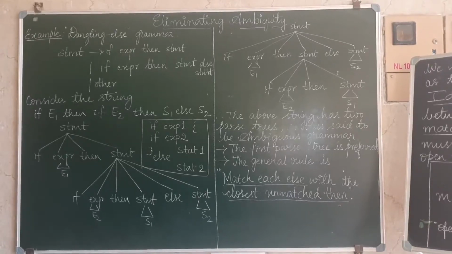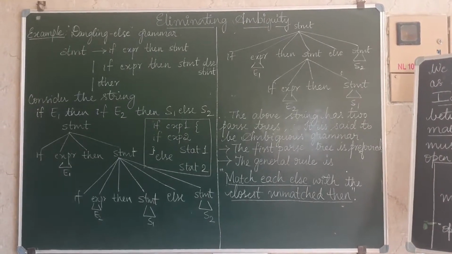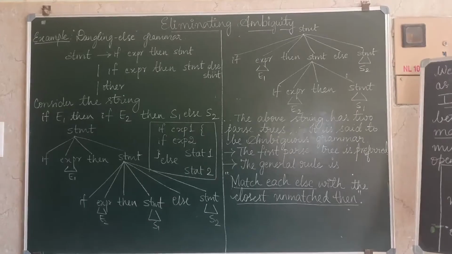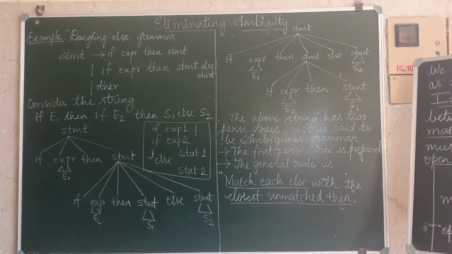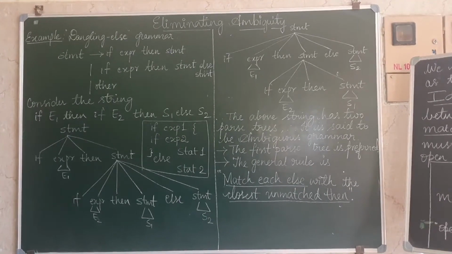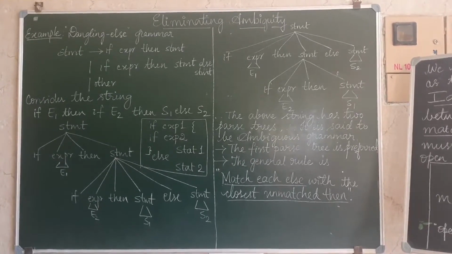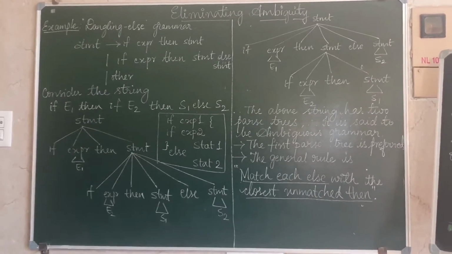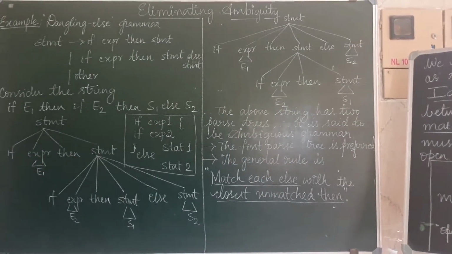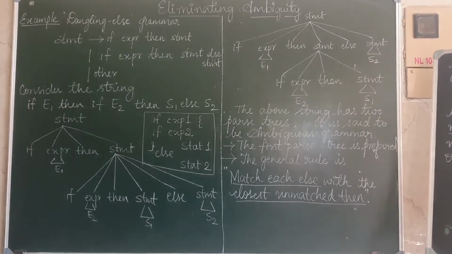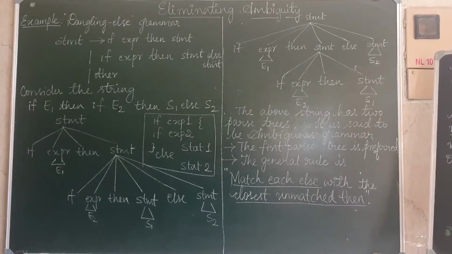Everyone, today we will be having the topic eliminating ambiguity. Okay, what do you mean by ambiguous grammar? If a string has two or more parse trees, that is two leftmost derivations or two rightmost derivations, then the above string has two different parse trees, and the grammar is said to be ambiguous. Correct. Similarly, we have one example here.